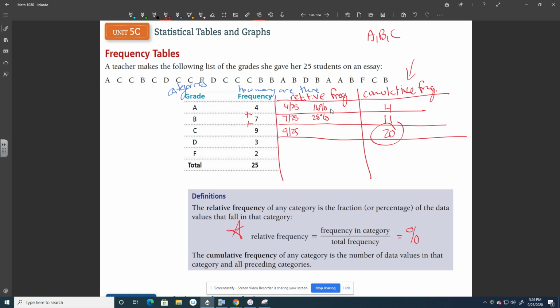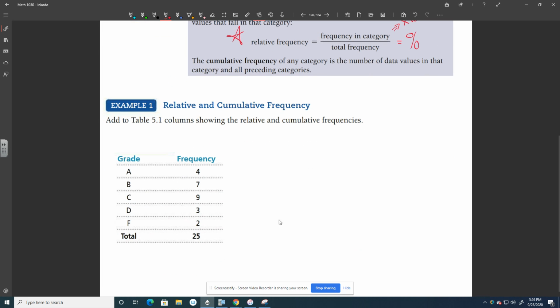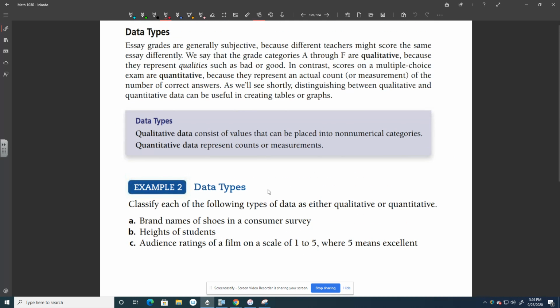If you have a hard time going from decimal to percent, at this point, you need to times it by 100 if you want it to be in percent form. Otherwise, you'll just see the decimal version of it. Okay. All right. Moving on.